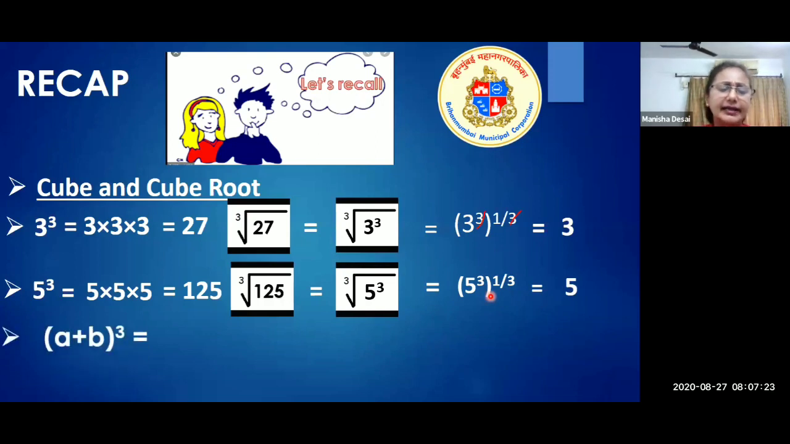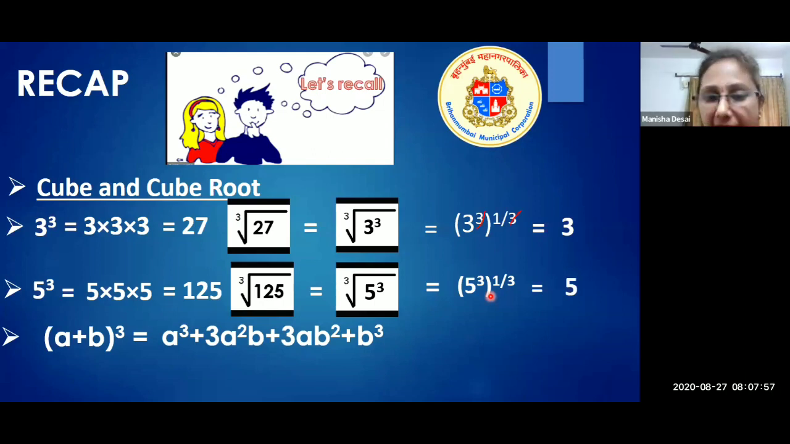Now, tell me, what is the formula for (a plus b) the whole cube? I am asking the formula, the identities. We have learned it last time. Yes. (a plus b) the whole cube is a cube plus 3a square b plus 3ab square plus b cube. Very good.